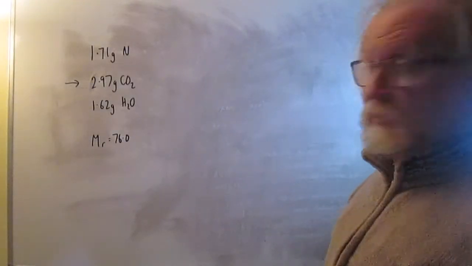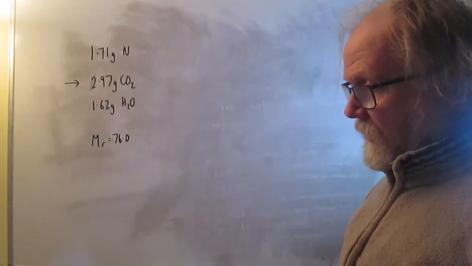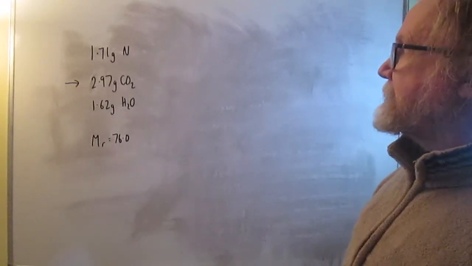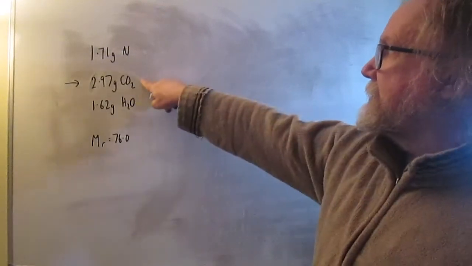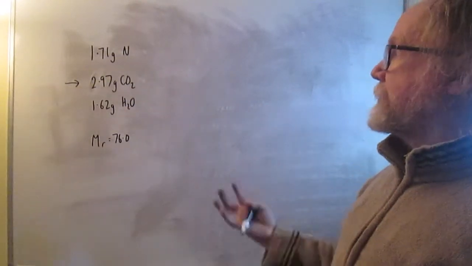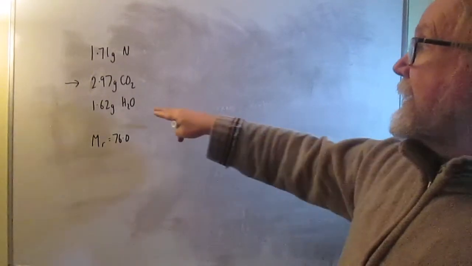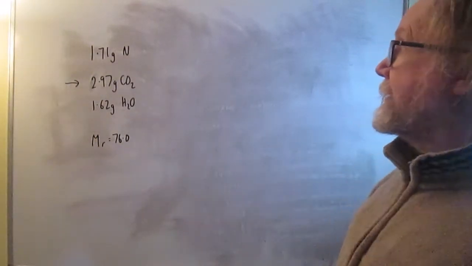Right, part C, we have to work out a possible structure for this compound N. So the place to start is to use these amounts of carbon dioxide and water to figure out the number of moles of carbon and of hydrogen that there are in there.